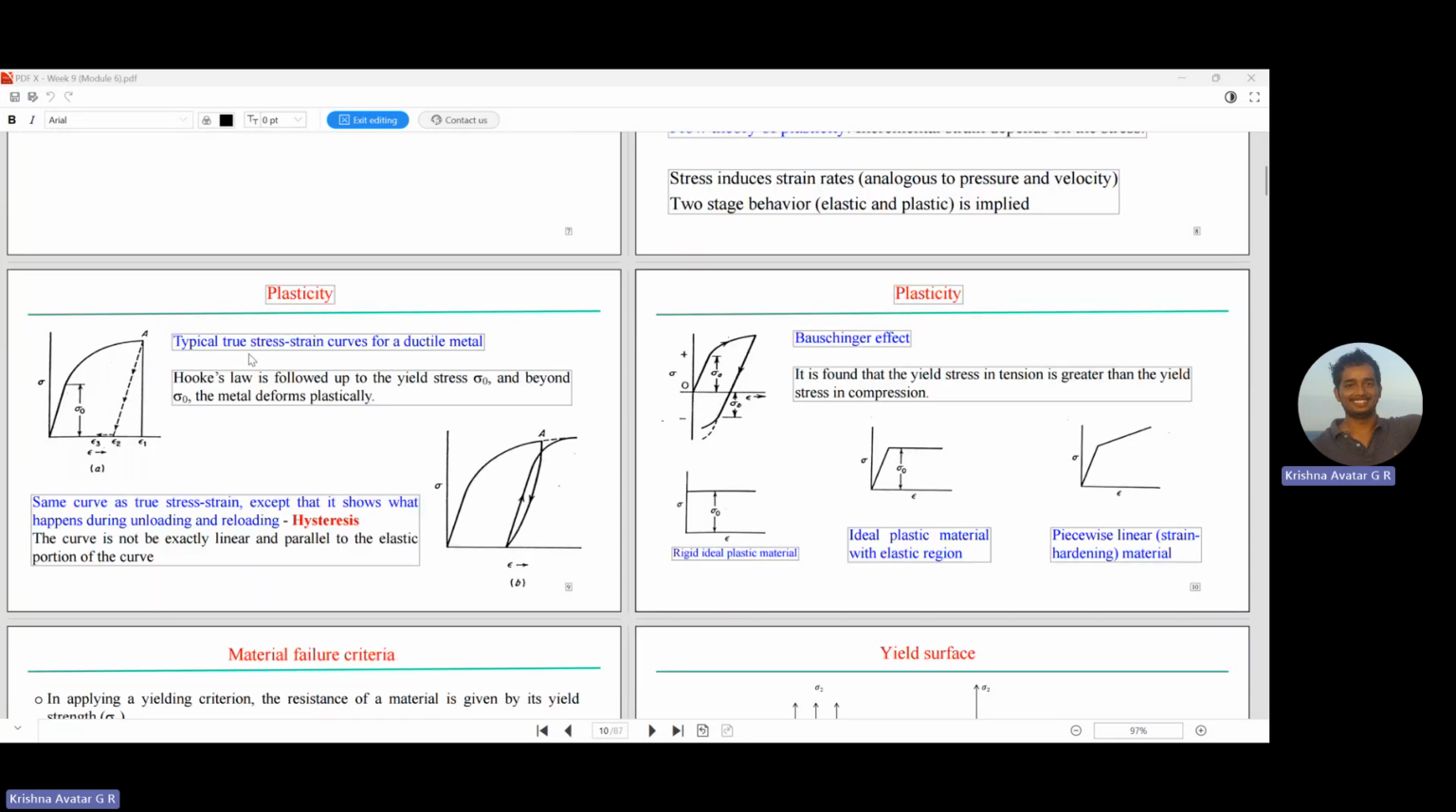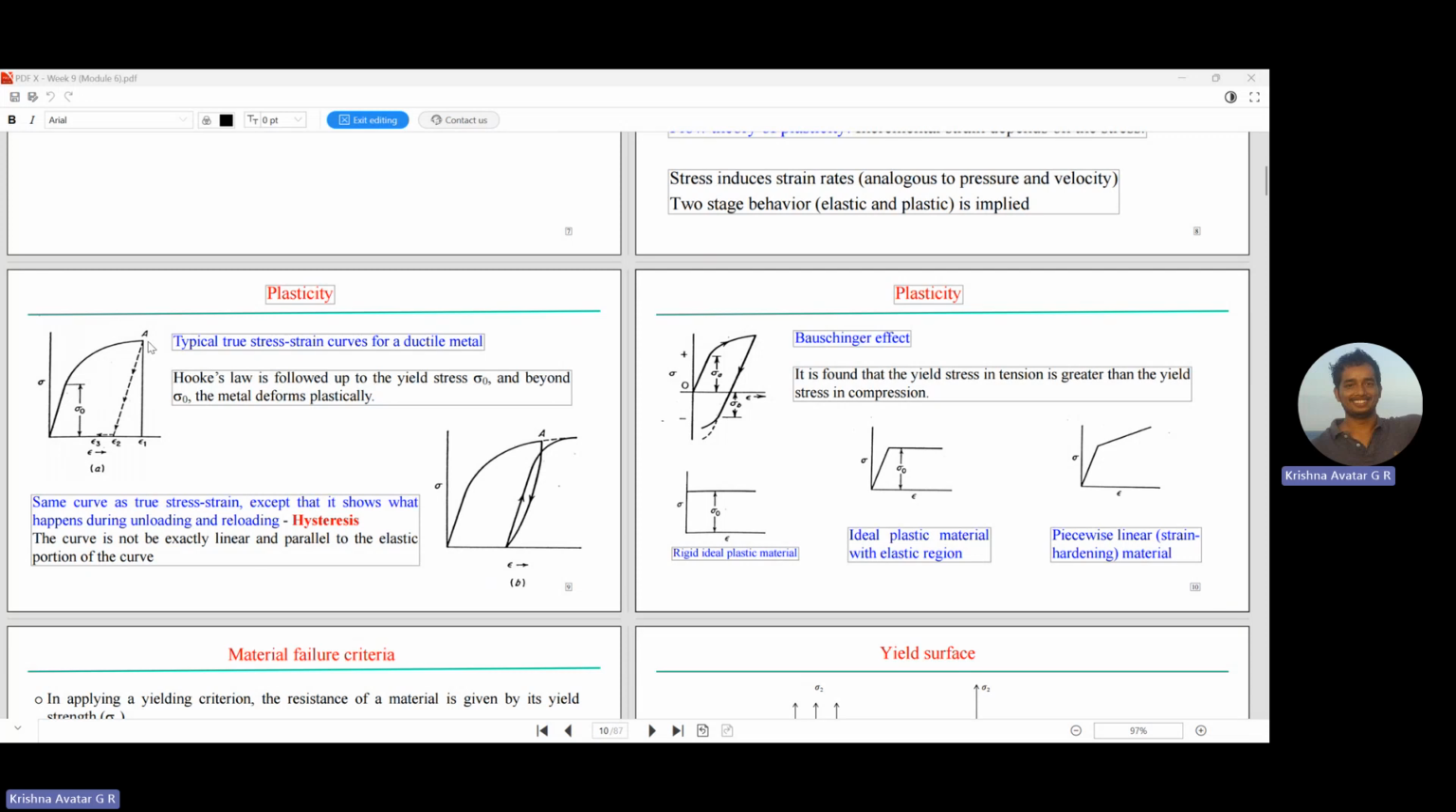So the typical true stress strain curves for a ductile material. Now you'll ask, what is ductile? A ductile material is a material which can be drawn into wires, right? Wire-like structure. So in this case, as we increase the stress, the strain also keeps on linearly increasing till a certain point, what we call the yield, right? And then it will just start plastically deforming.